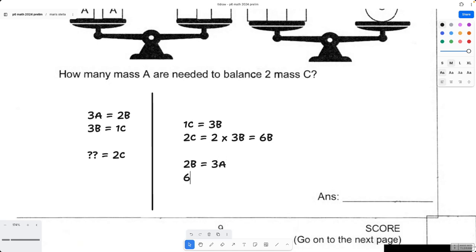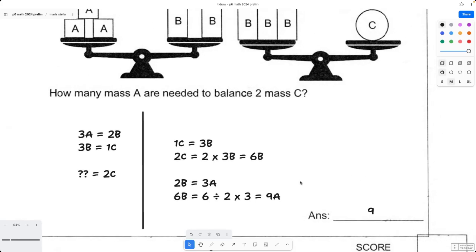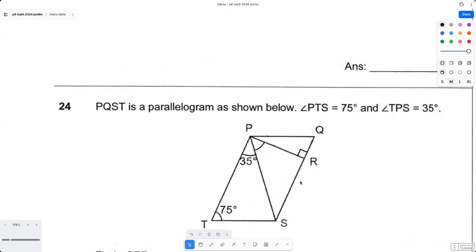That means 6B is equal to 6 divided by 2, times 3, equal to 9A. Okay, the answer is 9A. How many mass A? 9. Okay, 9A. All right, let's move to the next question.